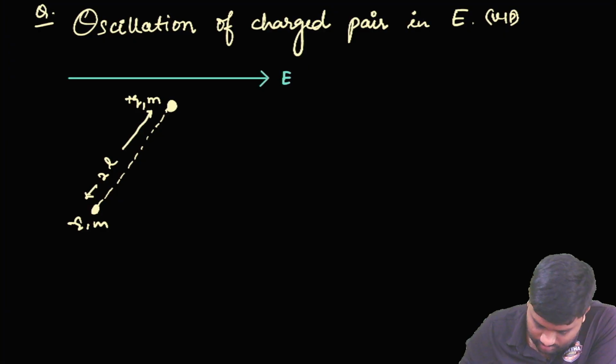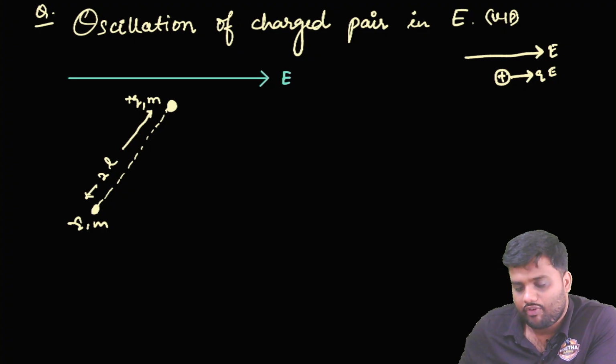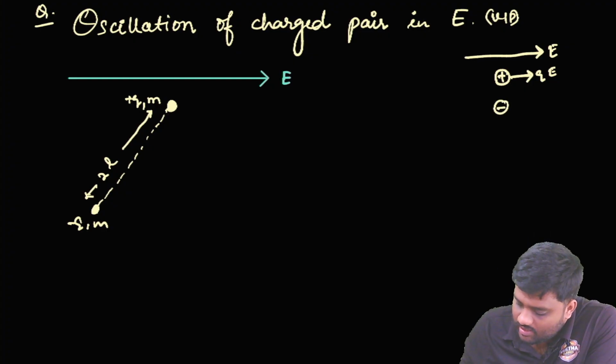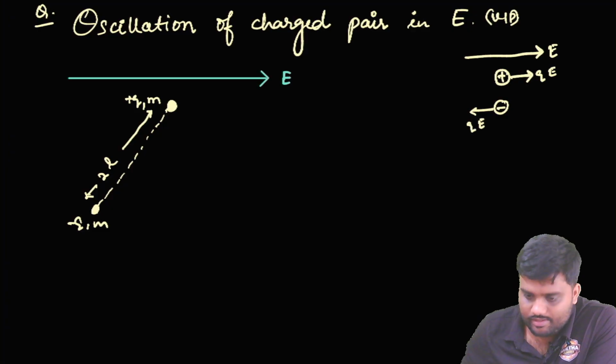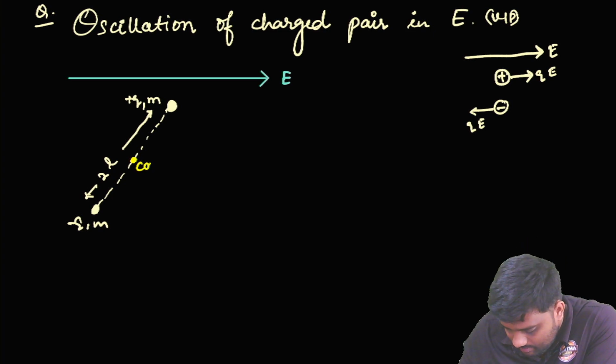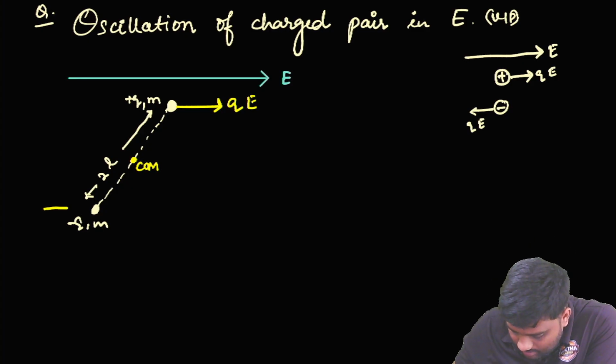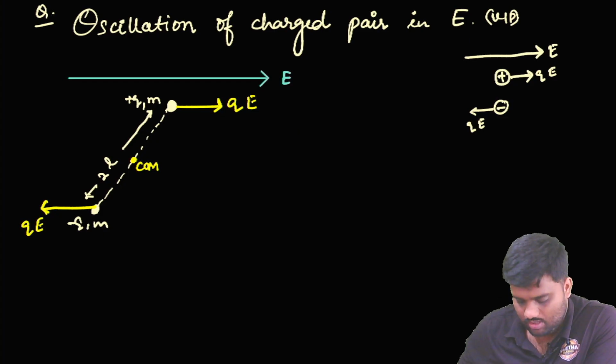I'll say 2l distance. See here, first of all, sir, if a positive charge is placed inside the electric field, a force QE is felt on that charge in this direction. If a negative charge is placed, the force on the negative charge is in this direction, that is QE. Now see here, I'll say the center of mass of this comes out to be in the center. This is the center of mass. Now this is the positive charge, sir. In which direction does the force develop on this positive charge? It develops in this direction, QE. This is the negative charge, sir. On the negative charge the force is generated in this direction, that is QE. Right?